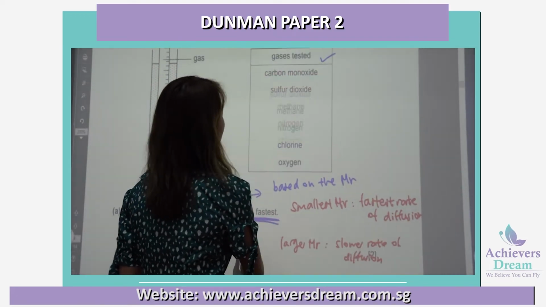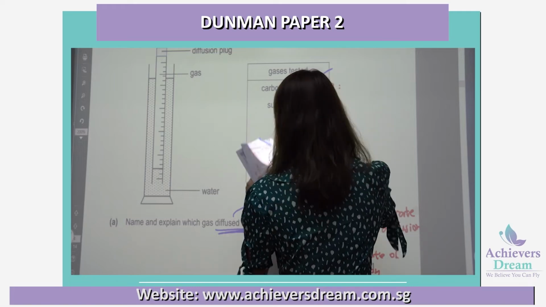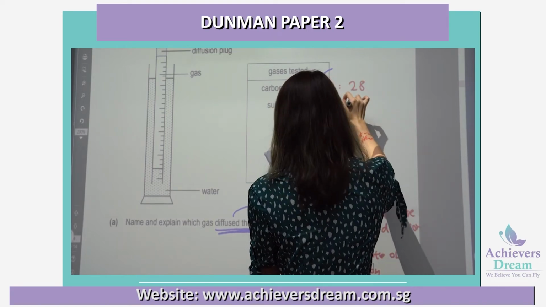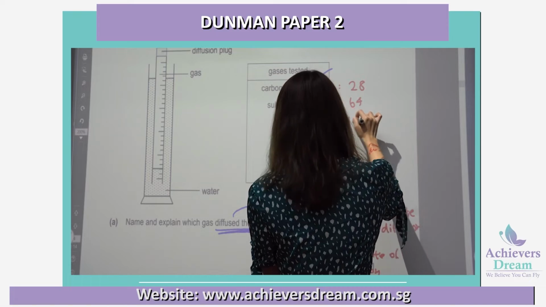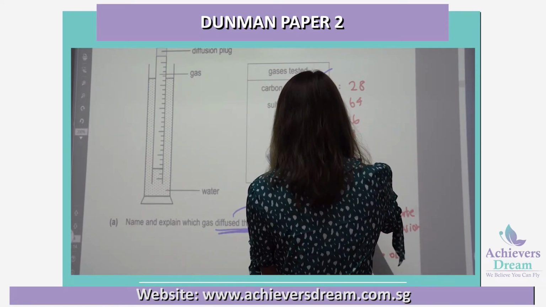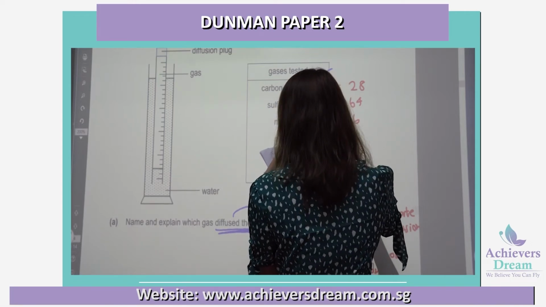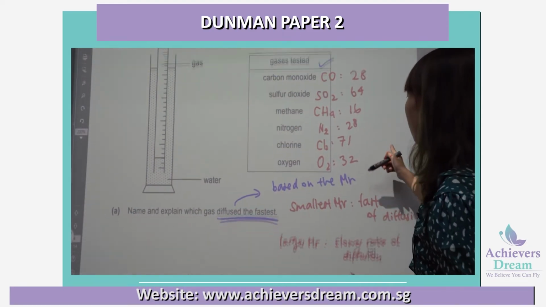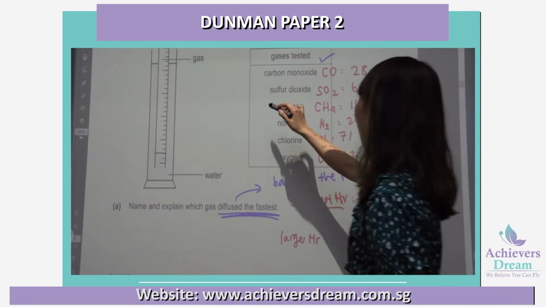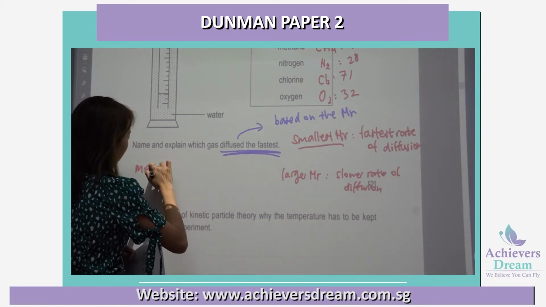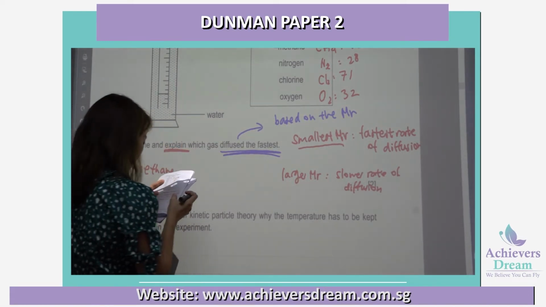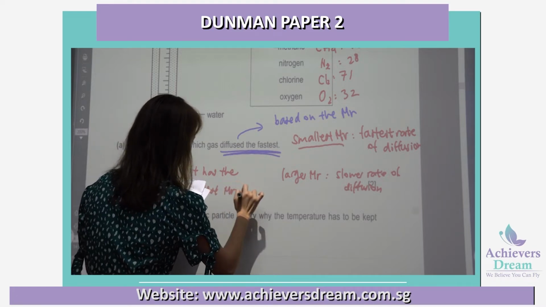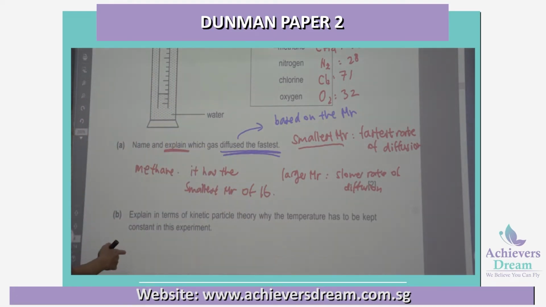So, which gas diffused the fastest? Let's write down the MR for everything. Carbon monoxide, CO, your MR is 28, sulfur dioxide 64, CH4 16, nitrogen 28, chlorine 71, oxygen 32. Okay, so from this, which gas would diffuse the fastest? Which one has the smallest MR? It is my methane, correct? So methane, I've named it, so now I must explain because it has the smallest MR of 16. So it will have a fastest rate of diffusion.